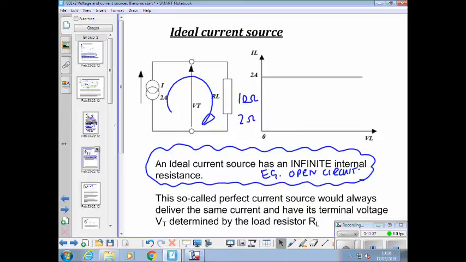Okay? Quick question then. Yes, is it not RS then that has the infinite resistance? No.